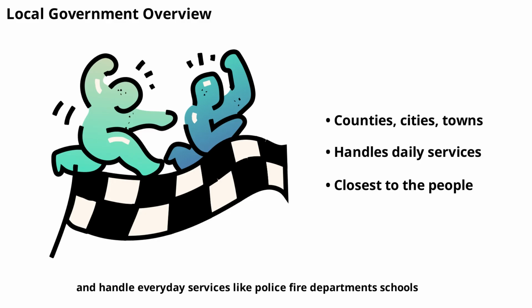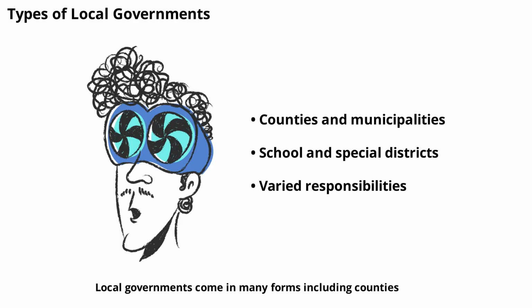They are closest to the people and handle everyday services like police, fire departments, schools, and public transportation. Local governments are essential for meeting the immediate needs of communities and ensuring that services are delivered efficiently. Local governments come in many forms, including counties, municipalities, school districts, and special districts.